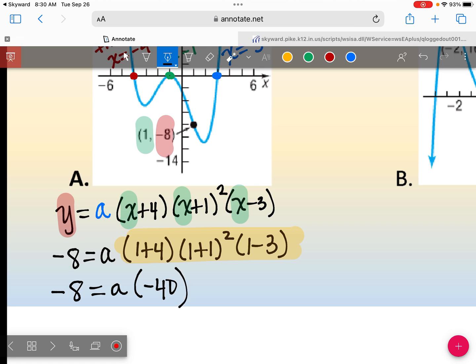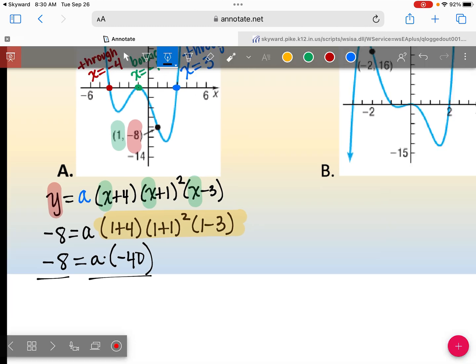So what would be my last step to solve for A? Because that A is being multiplied by -40, divide both sides by -40. These are being multiplied. You can also write it, if that looks weird, as -8 equals -40A. If having it behind it looks weird, then put it in front. But regardless, you should get A equals 1/5, or you could say 0.2.